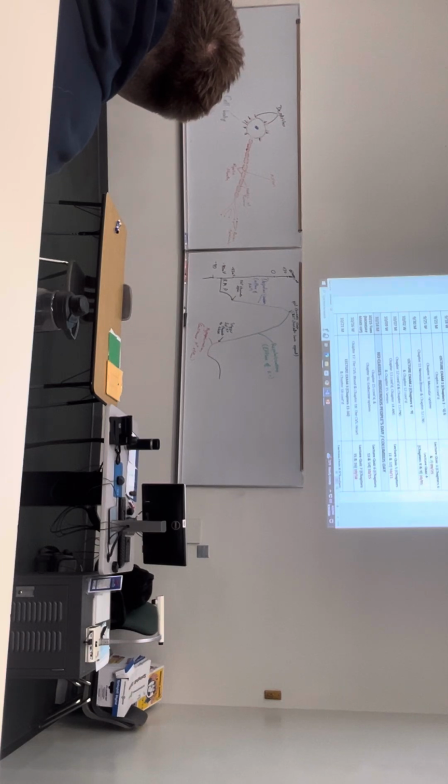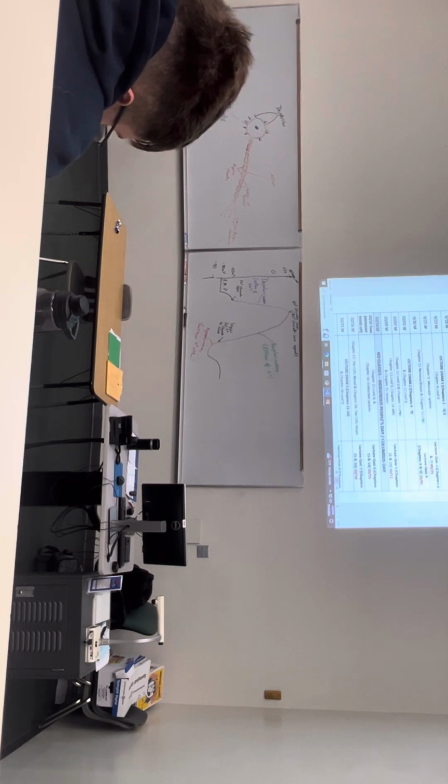What about skeletal? Multiple. What about cardiac? Mostly one, but sometimes two. Which one or ones are striated? Cardiac, skeletal, right? Skeletal is also striated.